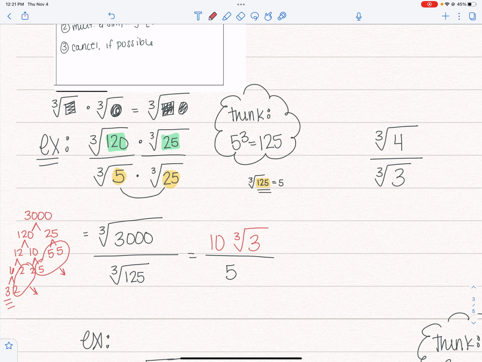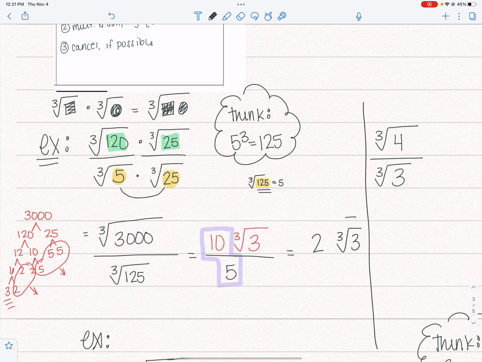Now from here, just like with square roots, I can simplify that. 10 divided by 5 is 2. Let's highlight that so we can see. I'm going to simplify that: 10 divided by 5 gives me 2. And so my final answer is going to be 2 cubed root of 3. So that would be my final answer there.